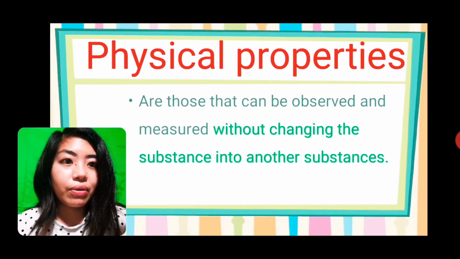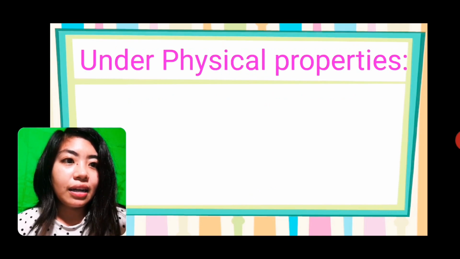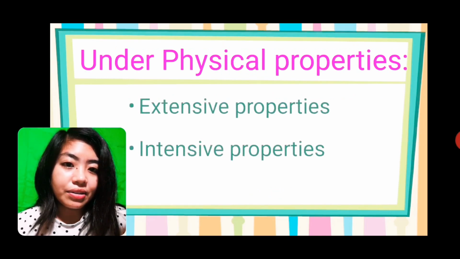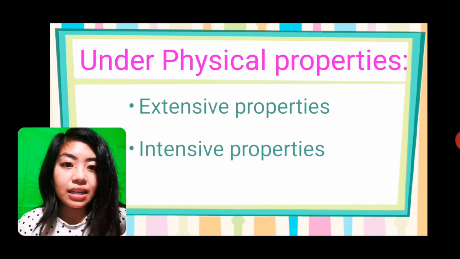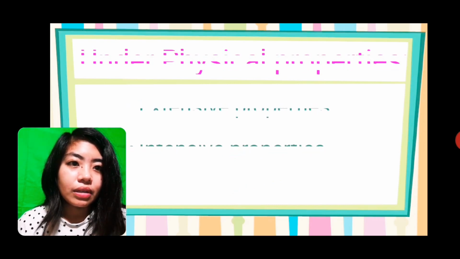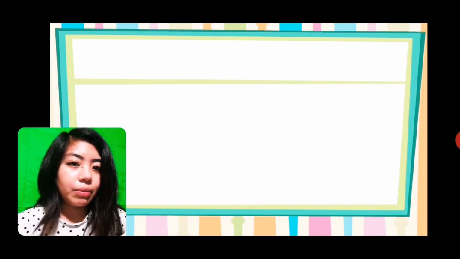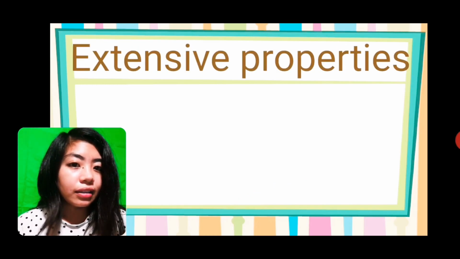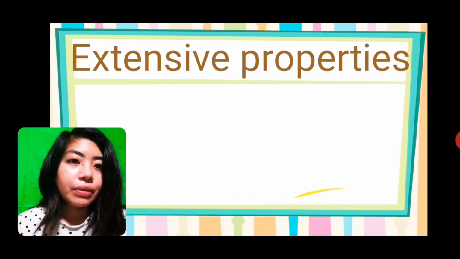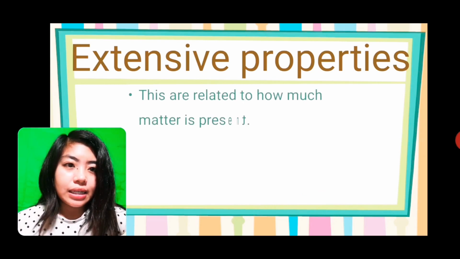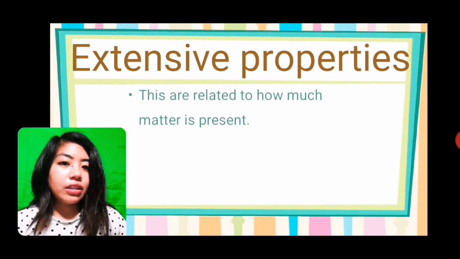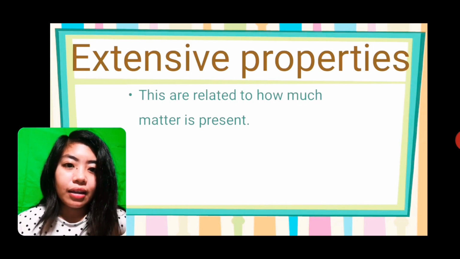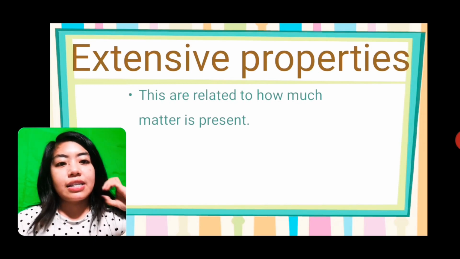Hindi siya nabago. Pag sinabi naman natin na, okay, under physical properties, so, it is also divided into two. We have the extensive and intensive properties. So, bago tayo mag-proceed with the chemical properties, dito muna tayo sa lahat ng under ni physical properties. So, extensive properties, this is related to how much matter is present. Kung gaano kadami yung present na matter dun sa isang object.